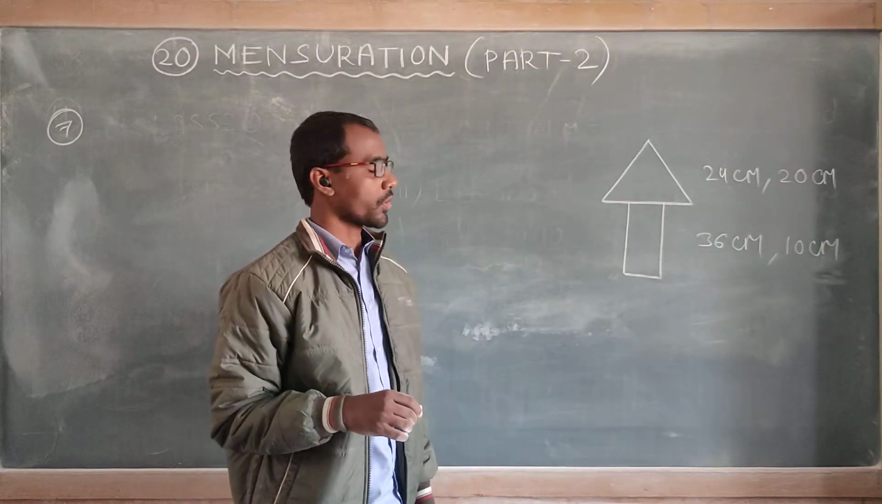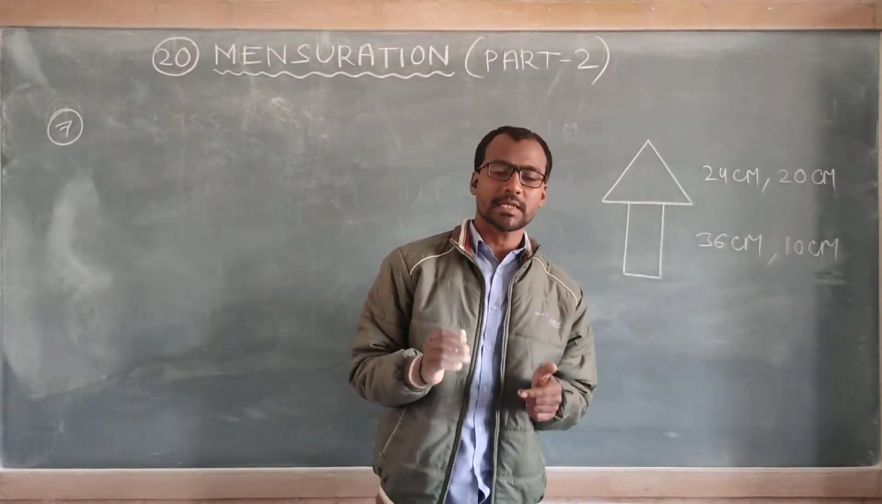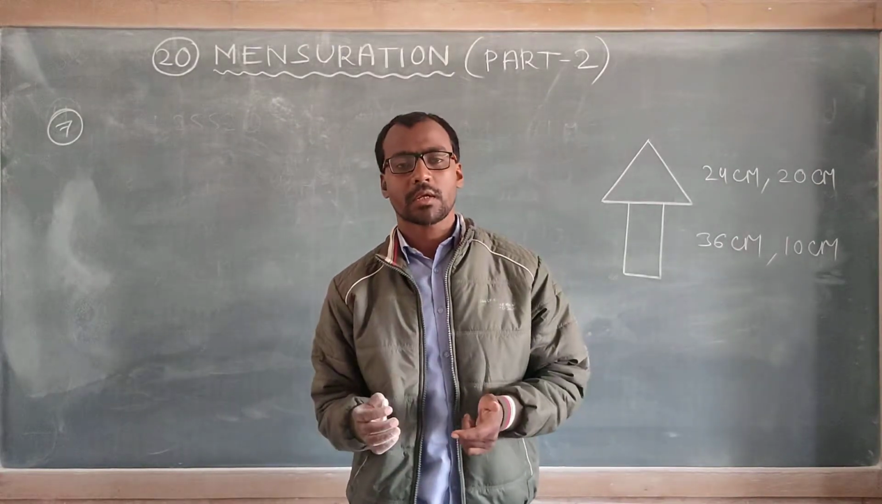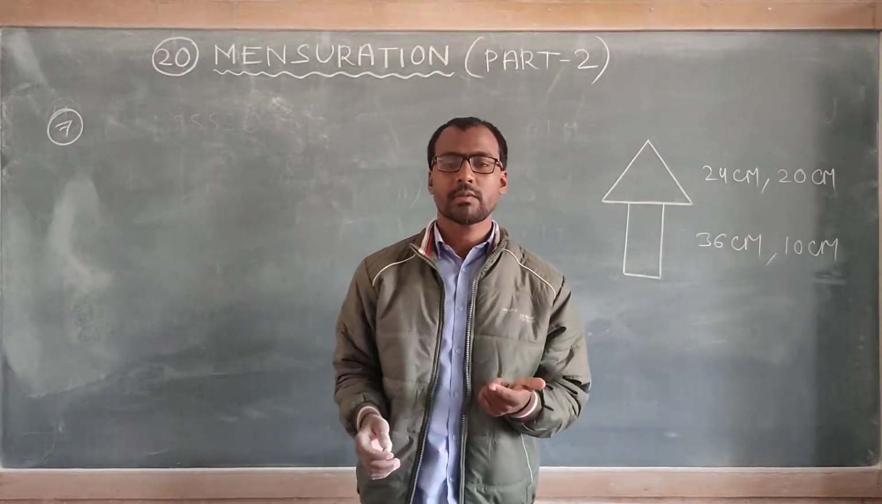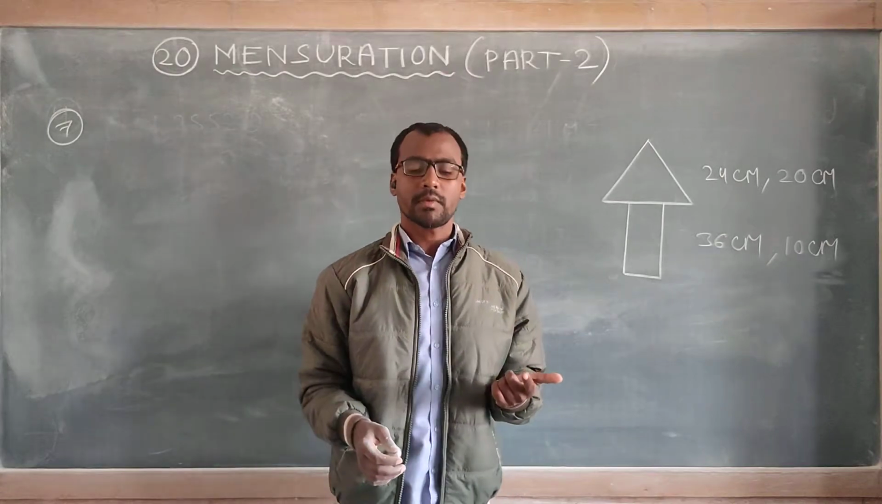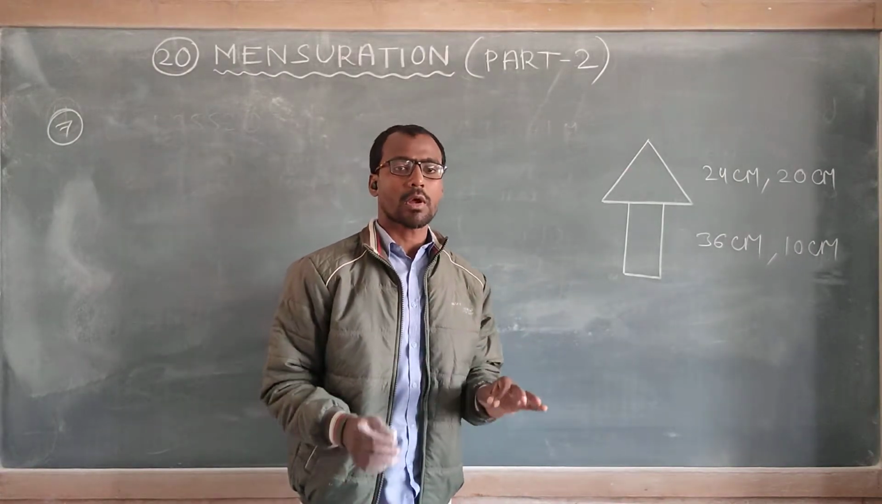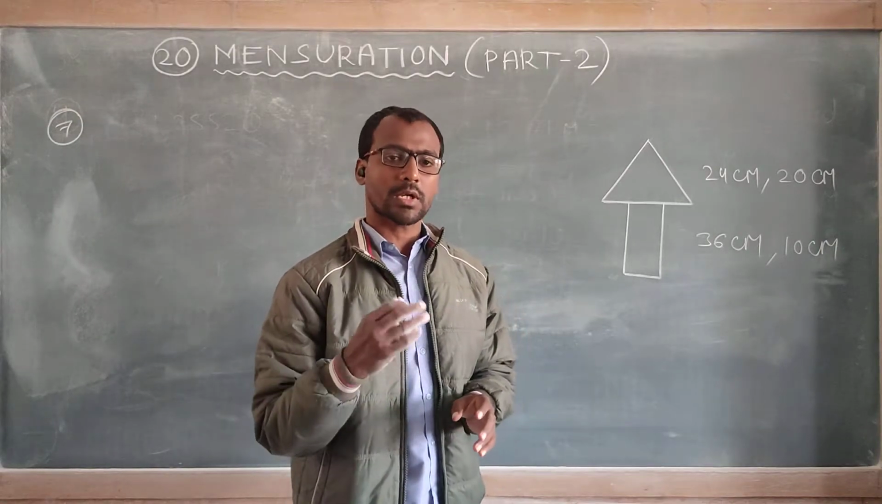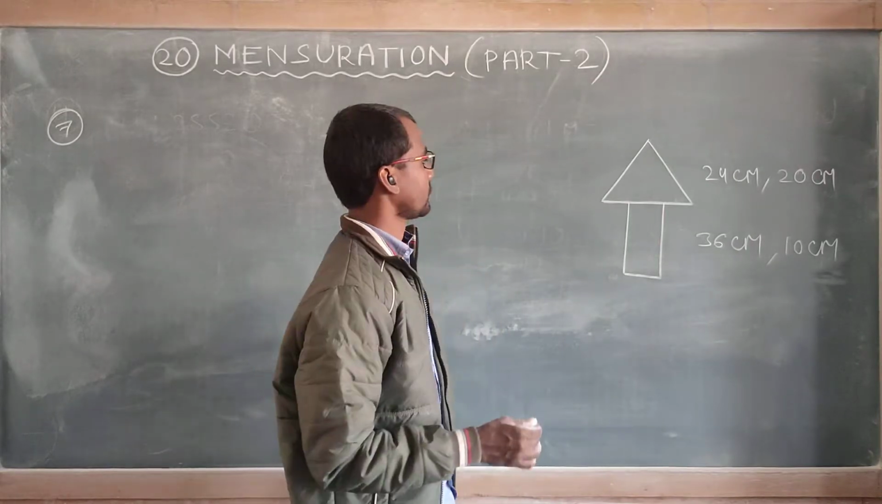Pi value is given as 3.14. See, when the pi value is not given, you have to take 22 by 7. But when it is given, you have to take what is given in the question. If it is given 22 by 7, take 22 by 7. If it is given 3.14, then take 3.14. If it is not given, then take 22 by 7. Otherwise, take the value which is given in the question.